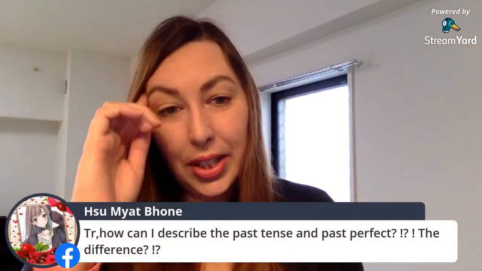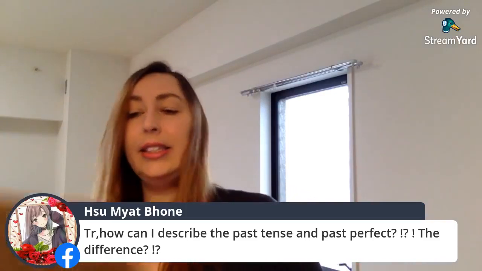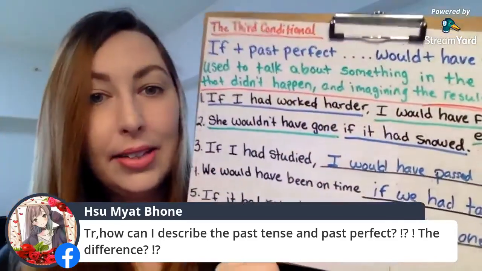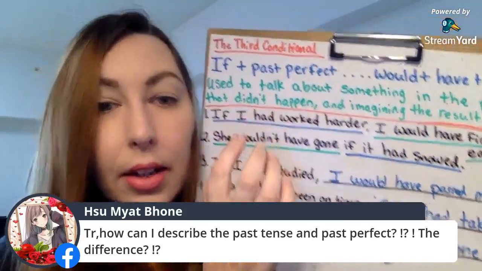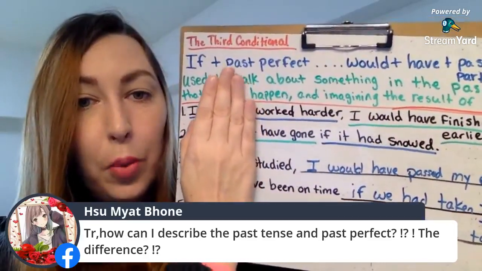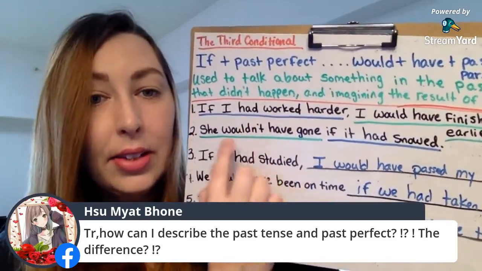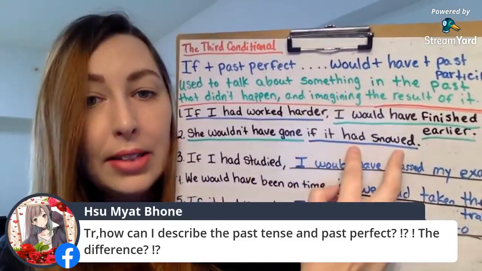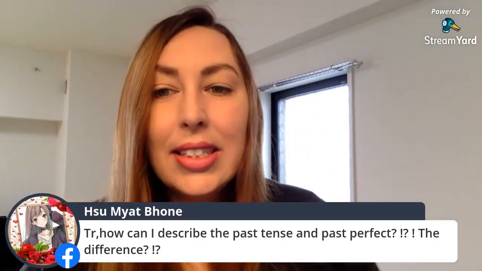Okay, so this is a good question. How can I describe the past tense and past perfect, the difference? Okay, the difference is very, very easy. Yeah, you're asking about the past perfect, right? So the past tense of work is worked. The past perfect is had worked. Okay, so the past of snow is snowed, but past perfect is had snowed. Okay, very good. Good questions.